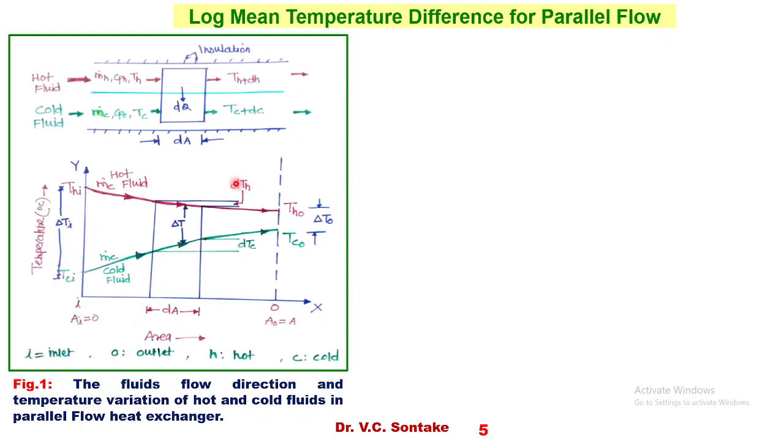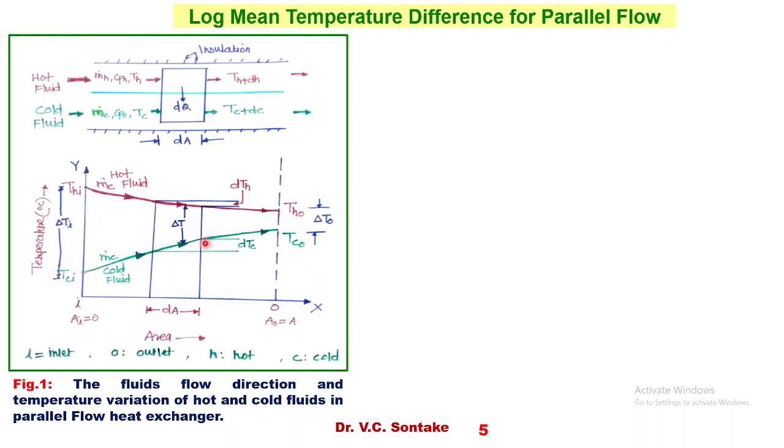There will be a change in the temperature of the hot fluid dTh, which will be quite infinitesimal, and there will be an increase in the temperature of the cold fluid dTc. Delta Ti represents the temperature difference between hot and cold fluid at the inlet. In case of parallel flow, it will be Thi minus Tci, and delta To represents the temperature difference between hot and cold fluid at the outlet of the heat exchanger, that is Tho minus Tco.